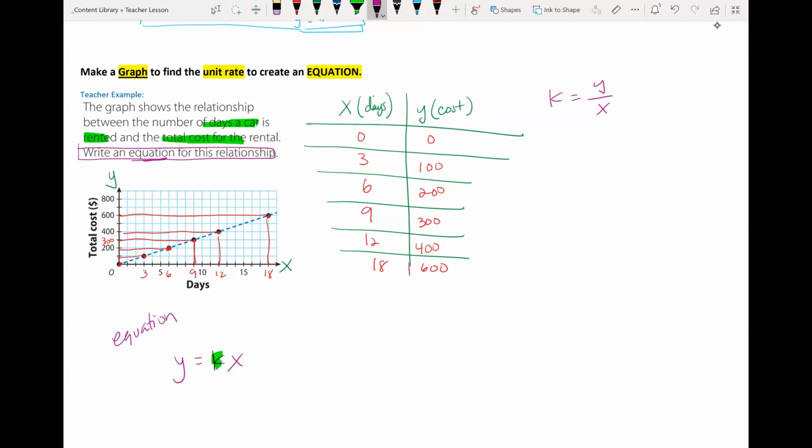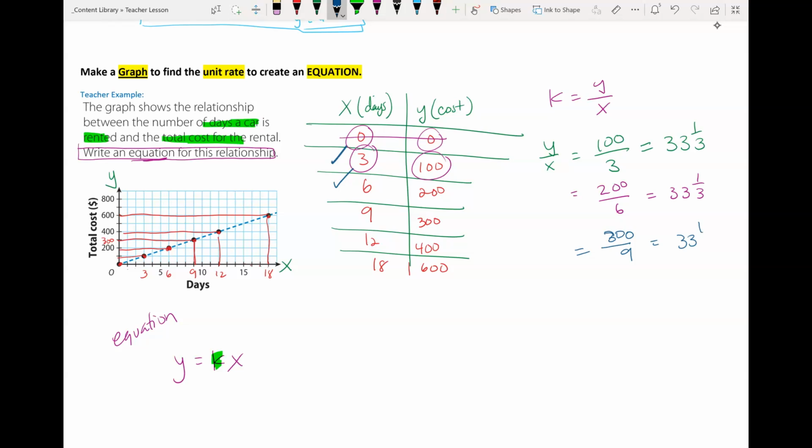And looking at my y number to my x number, we know that this one will not count. We have $100 for every 3 days. So I'm just going to fill this in as y over x, which is $100 every 3 days. And that's going to equal $33 and about a third. My next number would be 200 over 6, and that still equals 33 and 1/3. So we're done with this one and this one. Now we have 300 over 9, and that's going to equal 33 and 1/3.